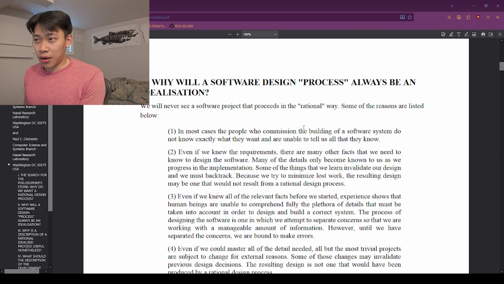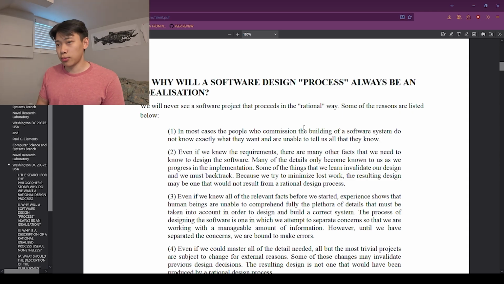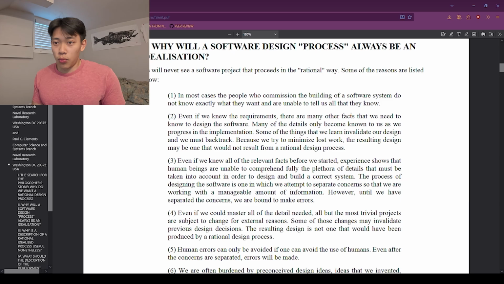Why will a software design process always be an idealization? We will never see a software project that proceeds in the rational way. Some of the reasons are listed below. 1. In most cases, the people who commission the building of a software system do not know exactly what they want and are unable to tell us all that they know.